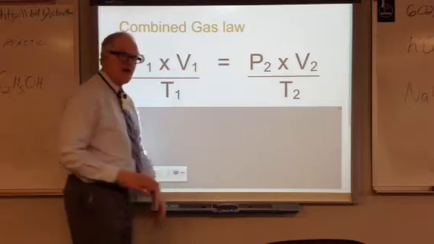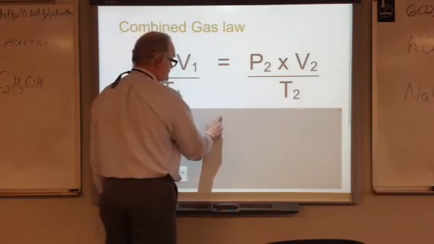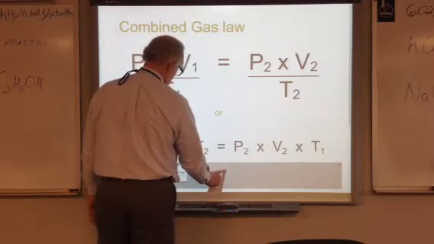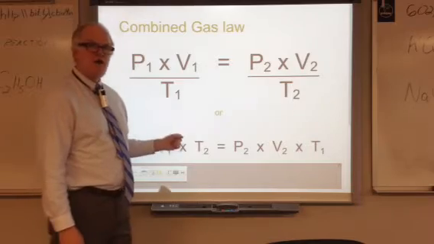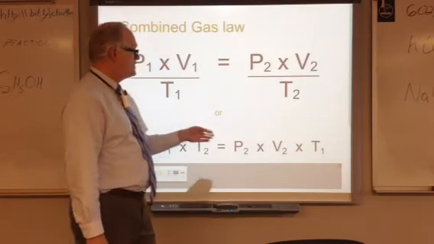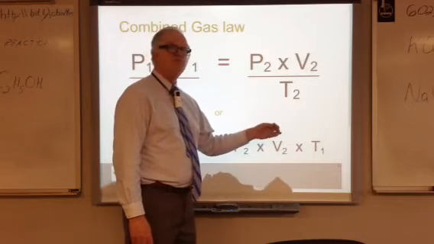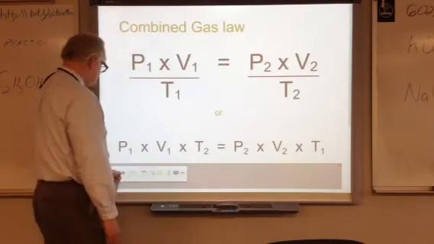Now, for some people, fractions are a little daunting. We can use what we know about algebra to rearrange this equation, and we can write it in this form down here. Pressure 1 times volume 1 times temperature 2 equals pressure 2 times volume 2 times temperature 1. Very important to pay attention to the subscripts.